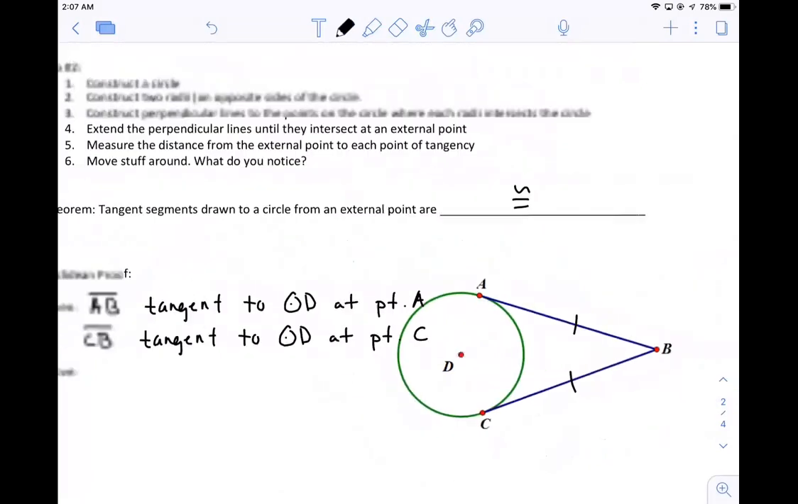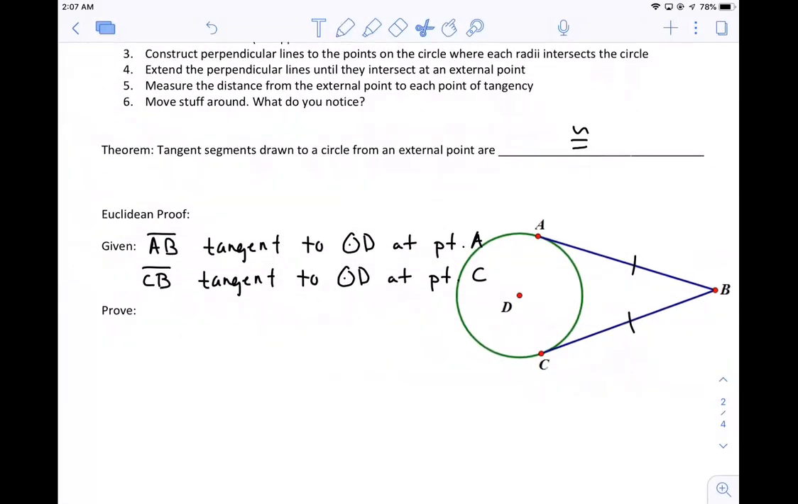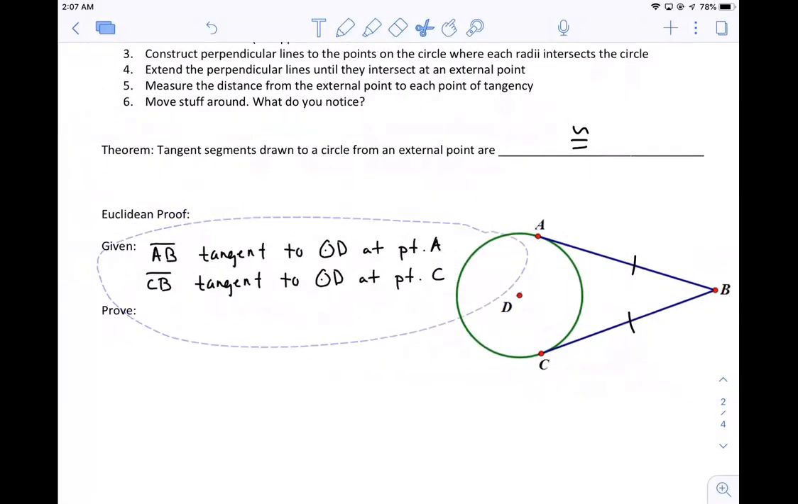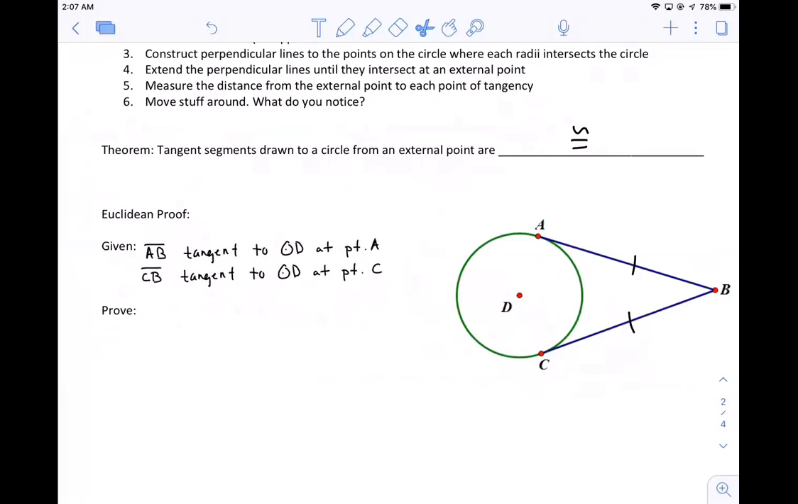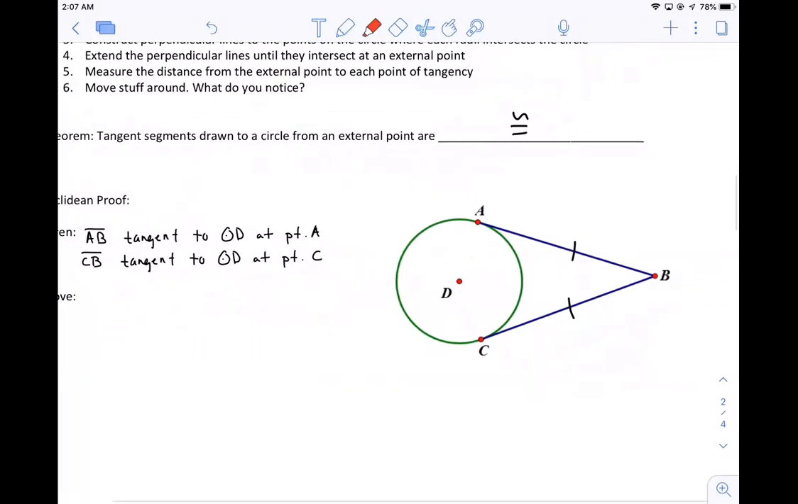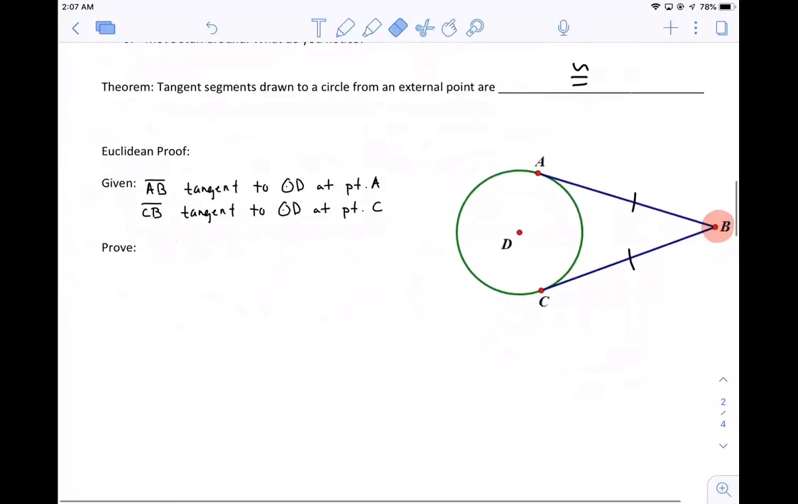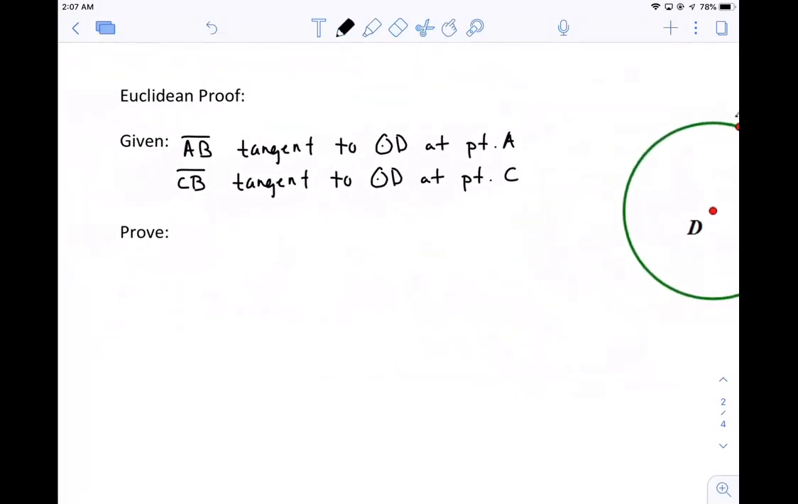What are we trying to prove? Well, we're trying to prove that tangent segments drawn to a circle from an external point are congruent. So we got our 2 tangent segments, AB and CB, drawn to a circle from our external point B. And we want to prove that those segments are congruent. So prove AB is congruent to CB.